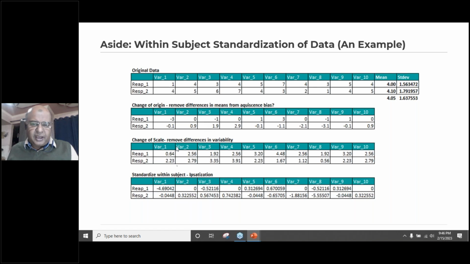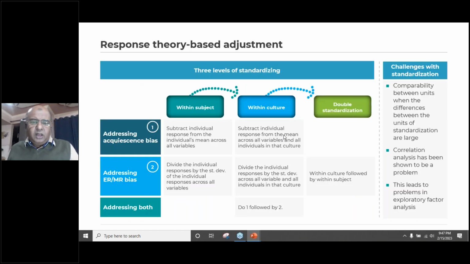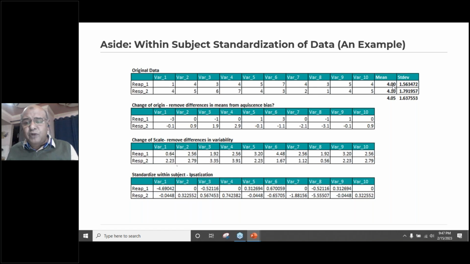Then we do both together: we take the differences from the mean and divide by the standard deviation. This is what we call standardization. When we do it across respondents, we call that ipsatization. Researchers, commercial researchers and also academic researchers in cross-cultural psychology, have used within-subject standardizations. They've also used within-culture standardizations, where instead of subtracting 4 from every response of this respondent and 4.10 from every response of the second respondent, we just subtract the culture mean.